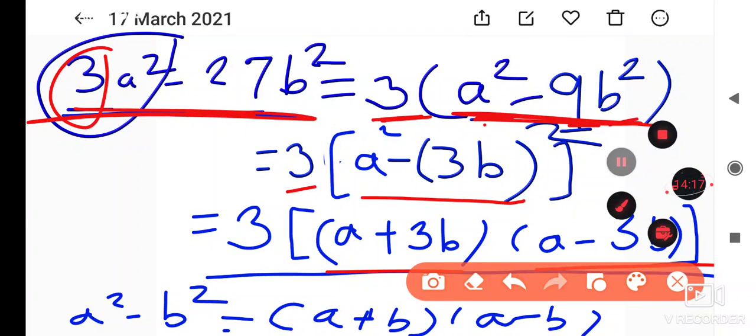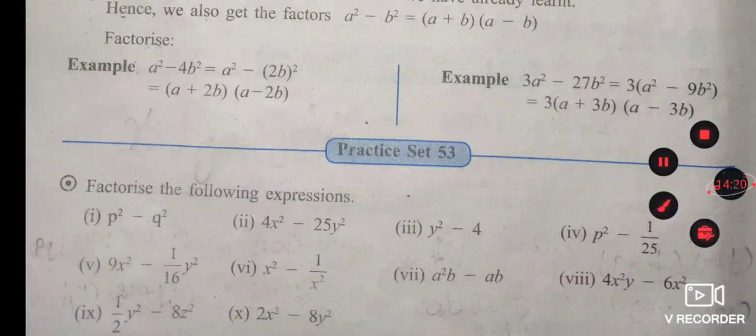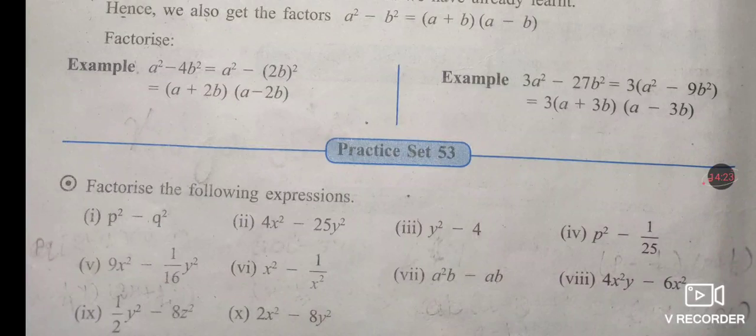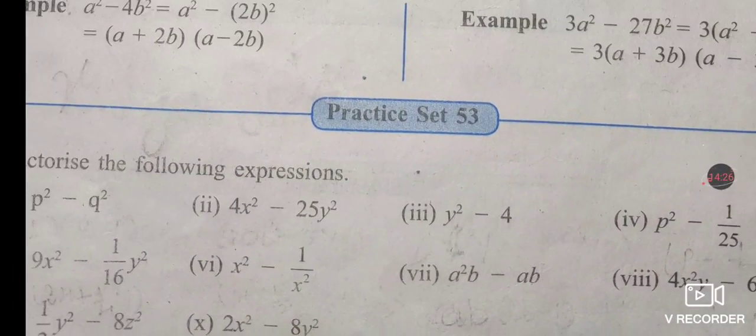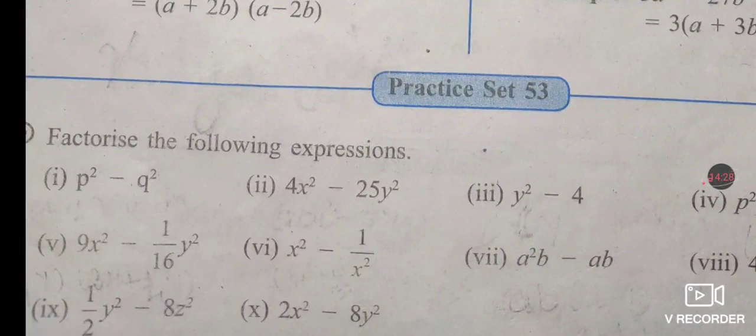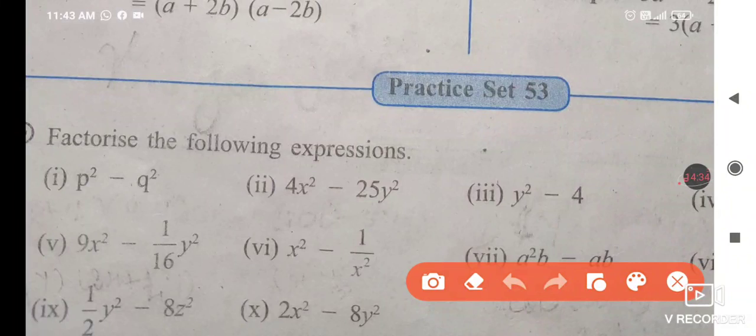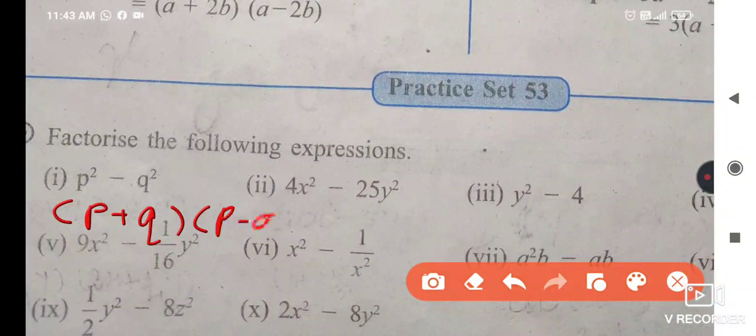In this way we have to do the factorization of binomials. Now, problem set number 53 is there, and here your exercise is to factorize the following expressions. It is so simple: p square minus q square. This is also a square minus b square, and its factorization is a plus b and a minus b. So here p plus q and p minus q is the factorization of this.